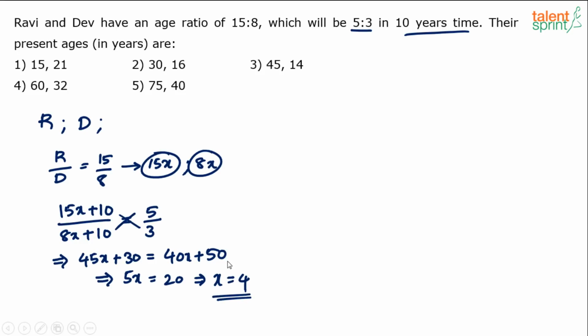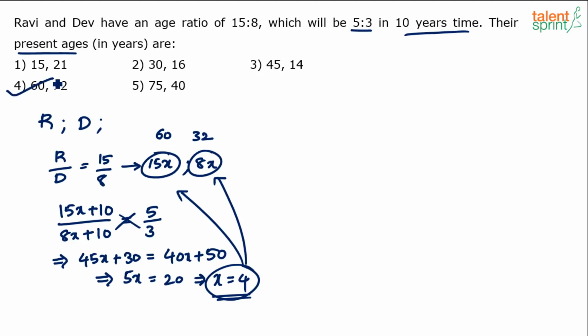Now, what is he asking us to find out? Their present ages. We know that their present ages are 15x and 8x. What is the value of x? x is equal to 4. So, substitute x equals 4 in these two values here. 15 into 4, 60. 8 into 4, 32. So, 60 and 32. Their present ages are going to be 60 and 32. Option 4 is the correct answer.